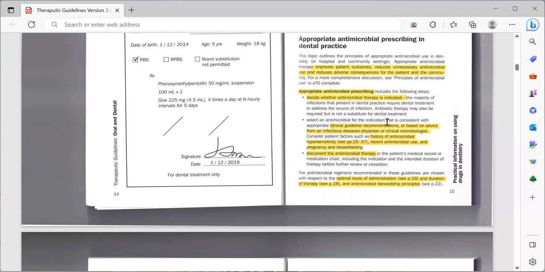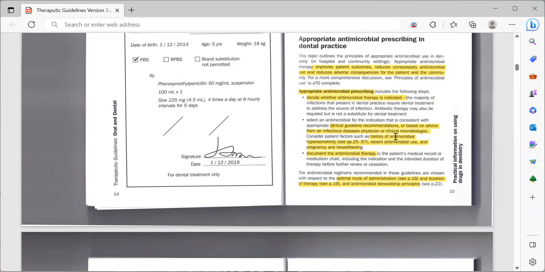Select an antimicrobial for the indication that is consistent with appropriate clinical guideline recommendations or based on advice from an infectious disease physician or clinical microbiologist. Consider patient factors. First of all, decide whether you really need to prescribe the antibiotic to the patient or not. Then if you think there is a need to prescribe, you need to consider these things.